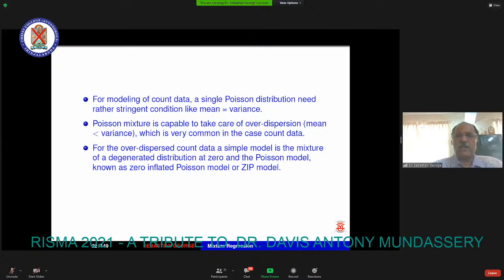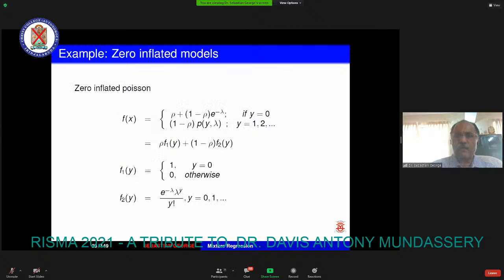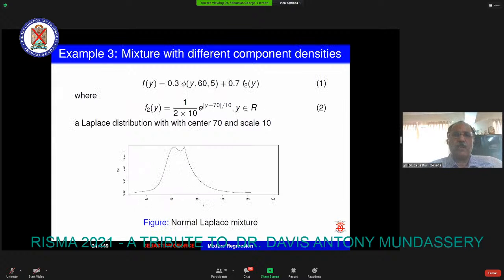And another model is the zero inflated Poisson model. In fact, you can see that this is also a mixture of 2 probability distributions. One is a degenerate distribution at 0, and the other one is your usual Poisson probability distribution. So the ZIP model, that is the zero inflated Poisson model, can also be treated as a mixture, with a different component in some situations.